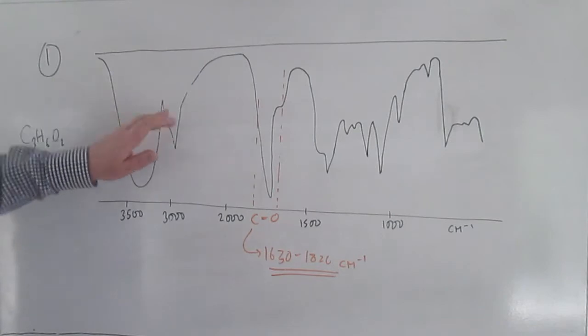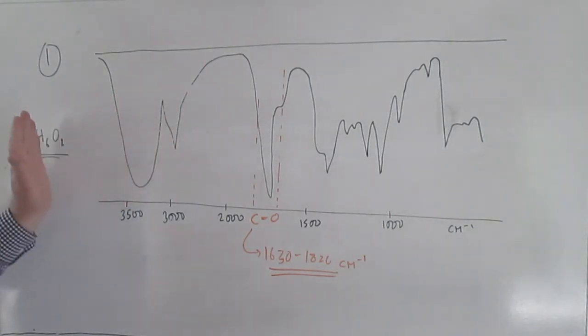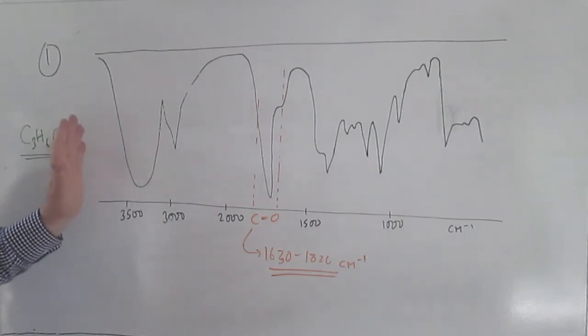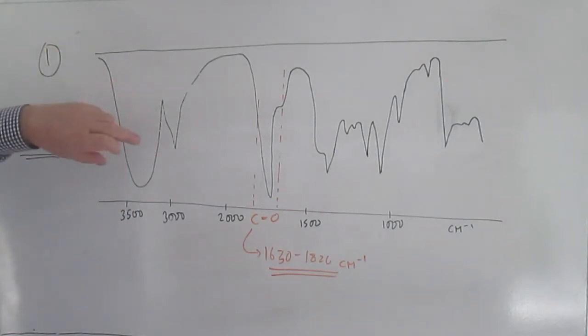So when you see one like this that's clearly shifted to the high wave number side of the CH peaks, that looks like an alcohol OH peak. We'll talk about what the carboxylic acid one would look like in a minute, but that looks like an alcohol peak, and you need really to learn to recognize that.